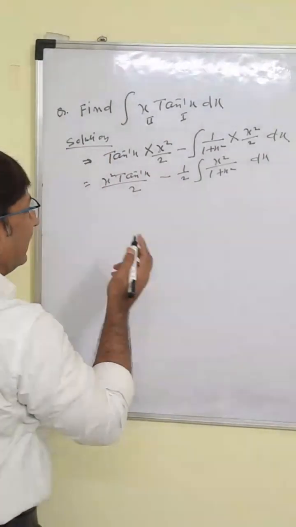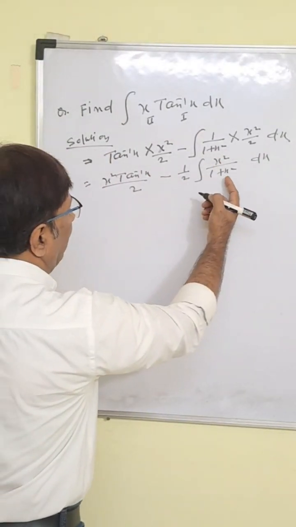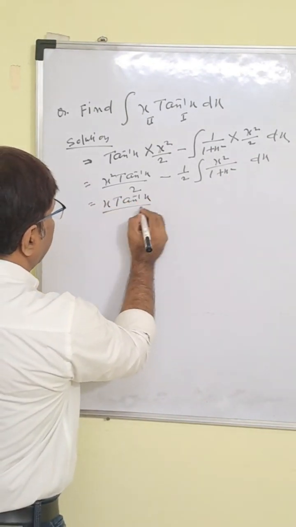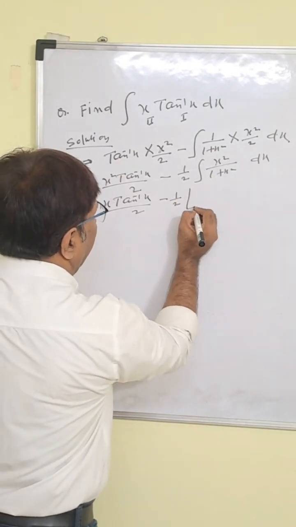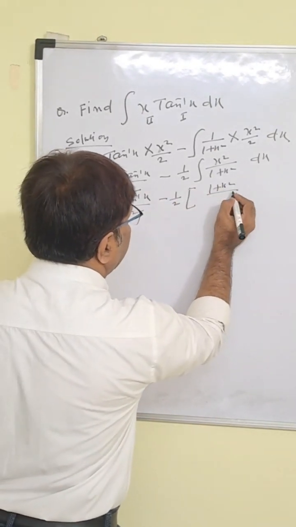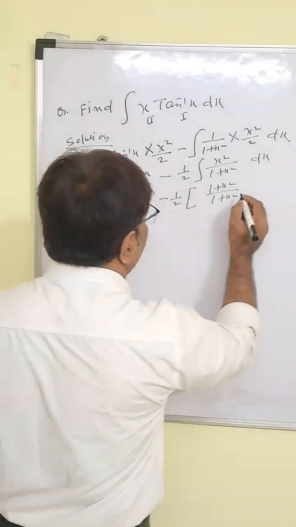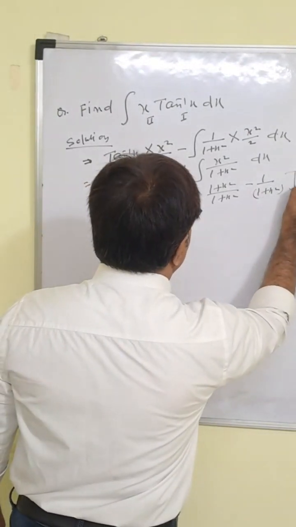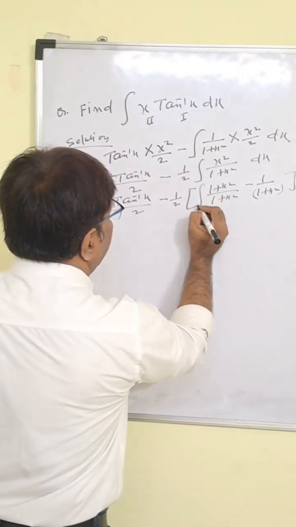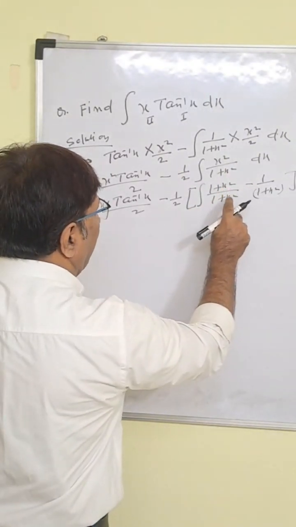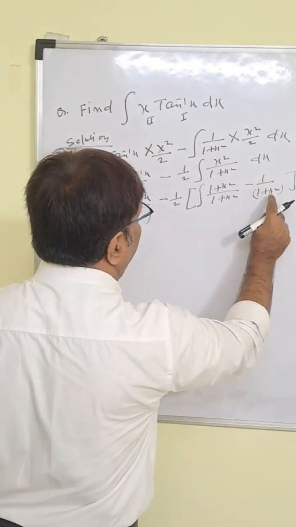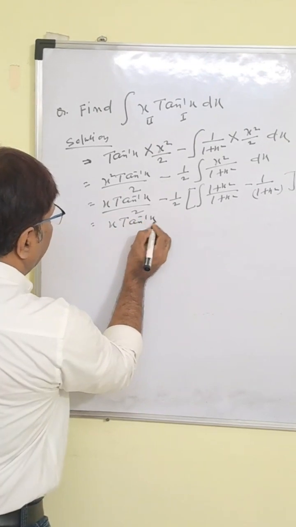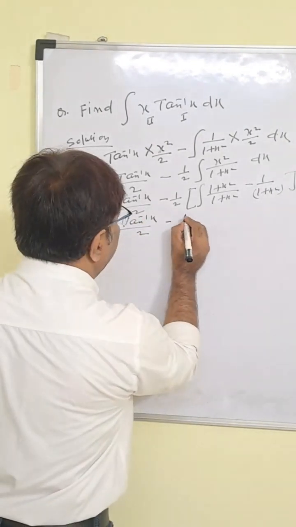So what can we write here? See, here x square upon 1 plus x square dx. So we can write x square tan inverse x by 2 minus half integration of (1 plus x square) upon (1 plus x square) minus 1 upon (1 plus x square) dx. Right? So this is what? So we can write here x square tan inverse x by 2 and this is simply minus half.